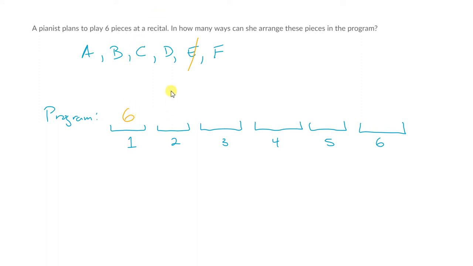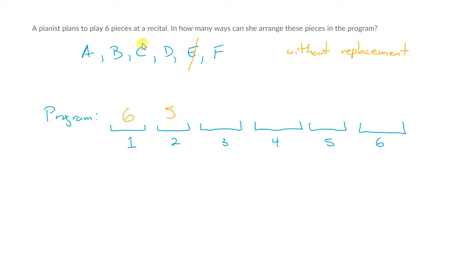But anyway, let's just say she puts E first. Now, she's not replacing the item. It's gone. That's called without replacement. Without replacement means once you choose something, it's gone, right? C'est la vie, as they say in French. Okay, so it's gone. So now how many pieces does she have left for the second item in the program?